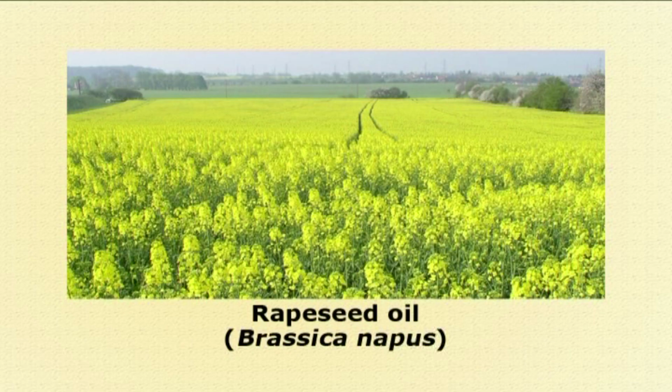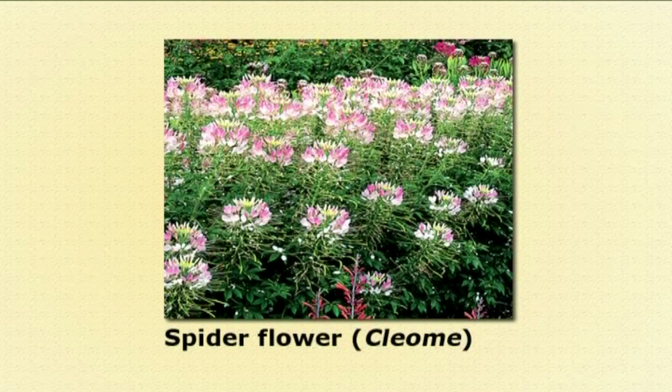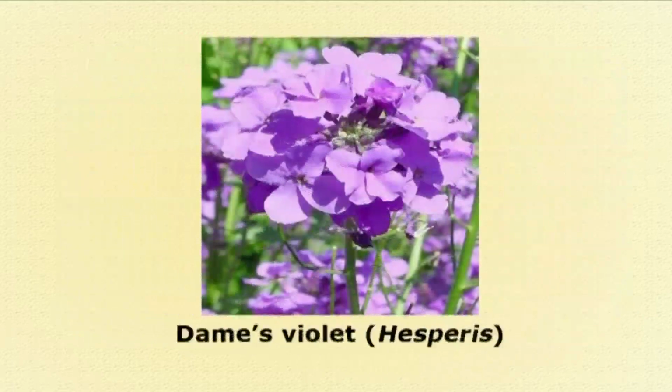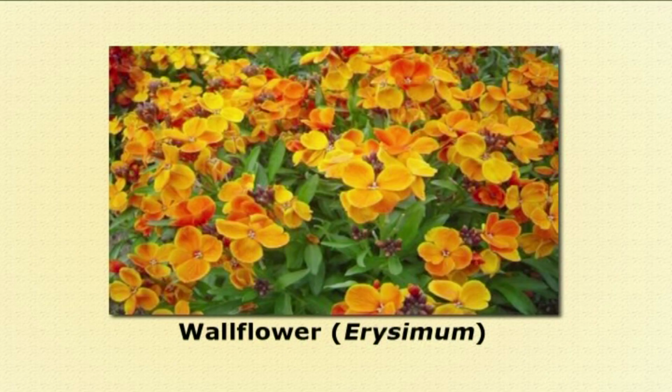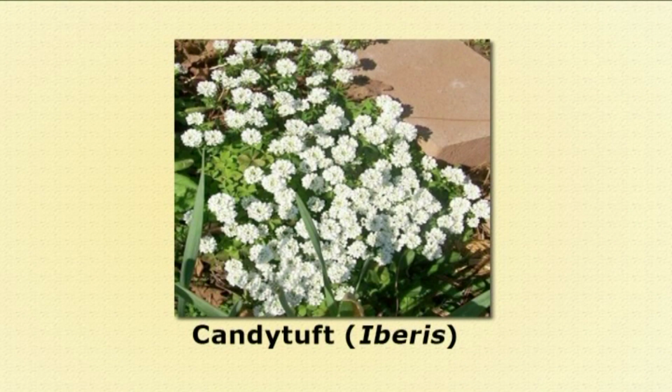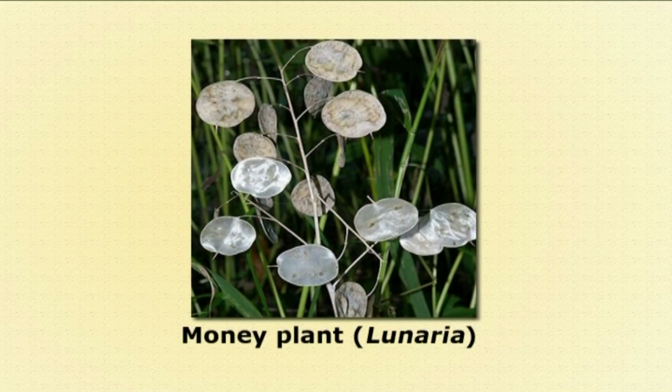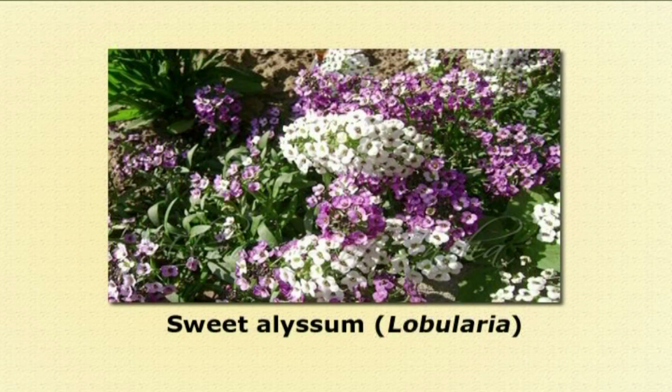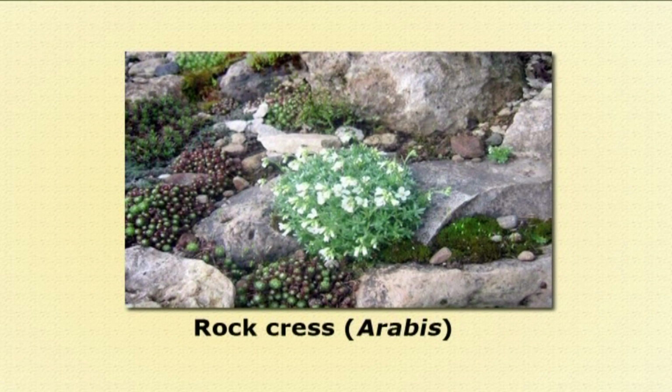The family contains many species that are commonly used as ornamentals, such as spider flower, its scientific name is Cleome, Dame's violet, Hesperis, wallflower, our common plant that we grow in our parks and gardens, its scientific name is Erysimum, or most common one is the candytuft, scientific name Iberis, or the amazing name like money plant called Lunaria, sweet alyssum called Lobularia, or the rock cress, what we grow in our rockeries, called Arabis.